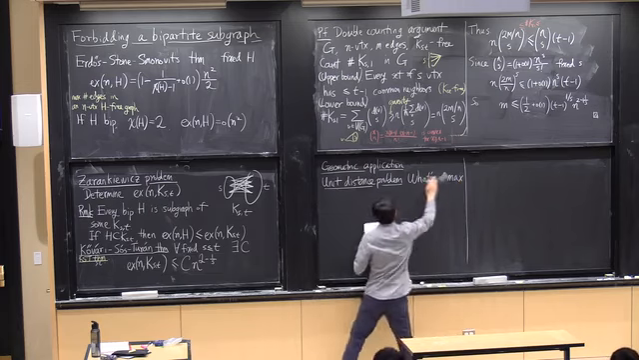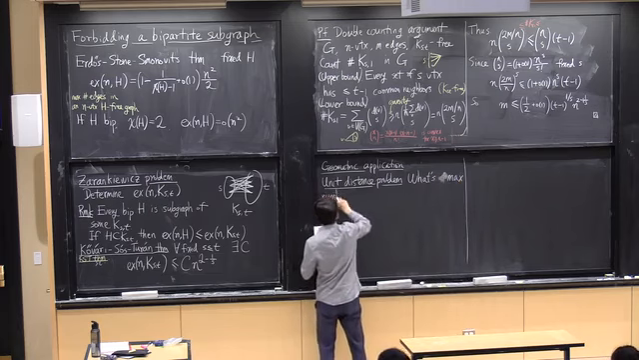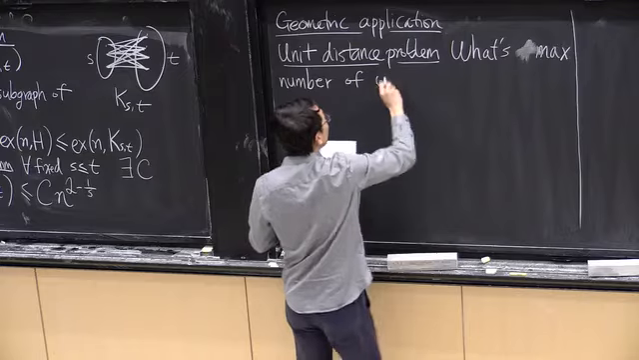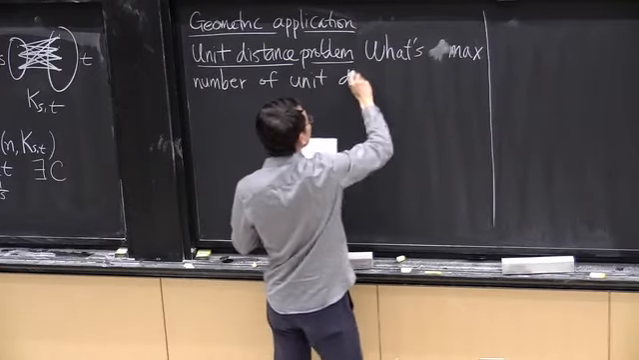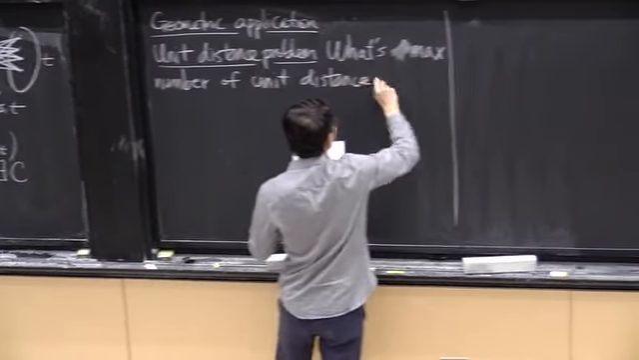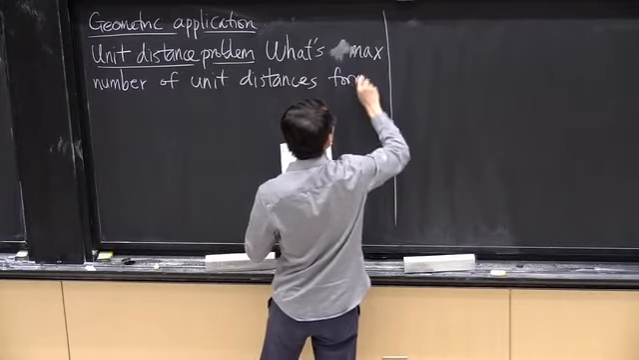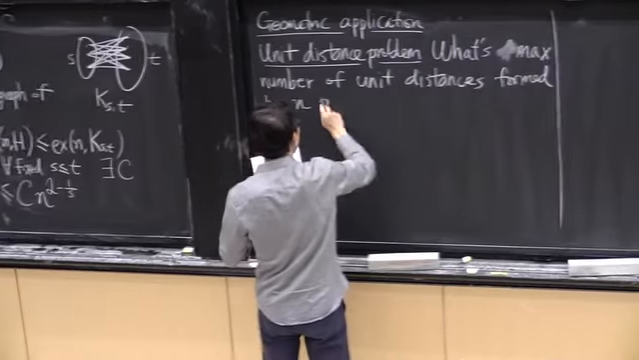The maximum number of unit distances formed by n points in the plane.